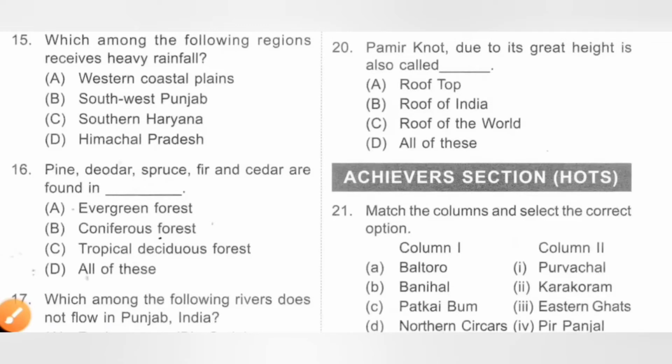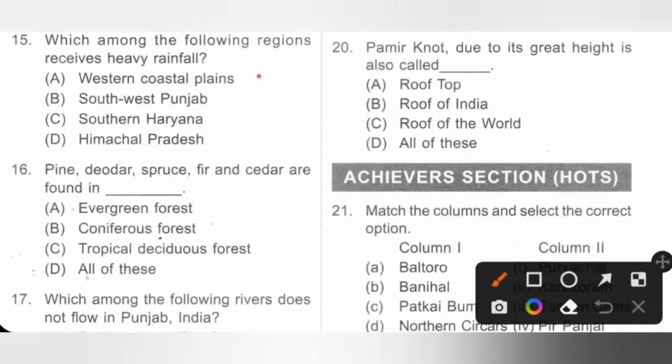Fifteenth, which among the following regions receives heavy rainfall? A, Western coastal plains. B, Southwest Punjab. C, Southern Haryana. D, Himachal Pradesh. So western coastal plains receive heavy rainfall while southwest Punjab, southern Haryana and Himachal Pradesh receive very less rainfall.